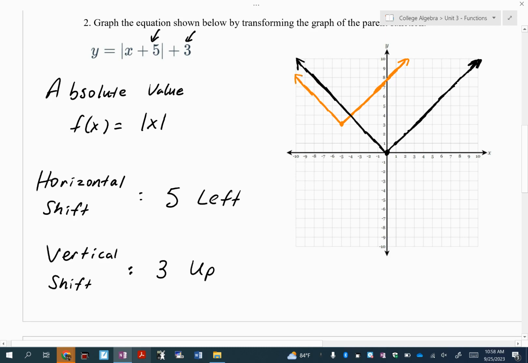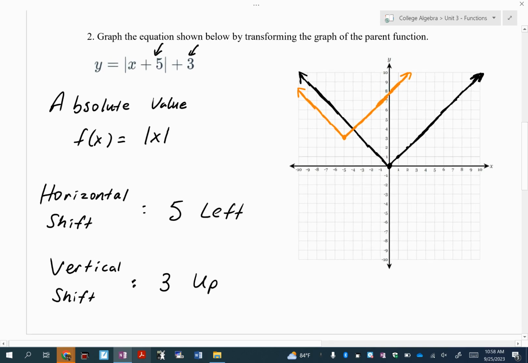And that's it. If you want to draw further off the grid, you can, but ultimately it should be the same thing, just in a different location. So be ready for that graphing on the test.